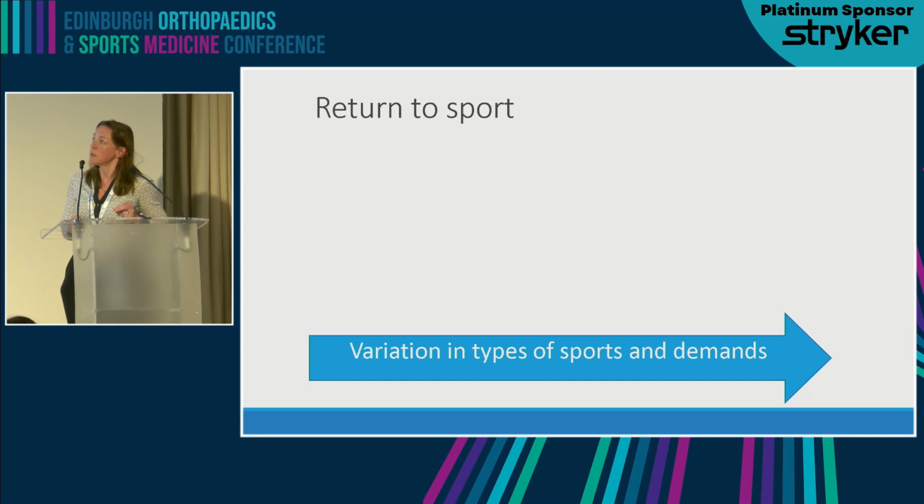And the issues really with return to sport is the variation in the types of sports and demands. And I think that's where we see the evidence starts to fall down a little bit. There are many case studies out there and case reports and expert opinion, but I think we need more data in more specific sports. In the evidence, we see return to running is around 12 weeks, return to sports is around 15.5 weeks.